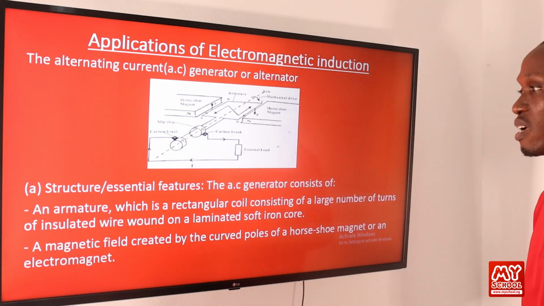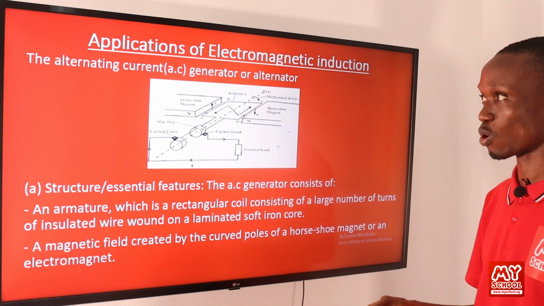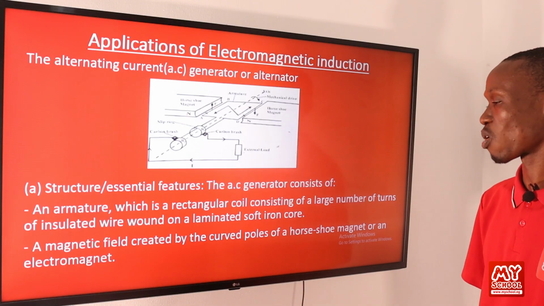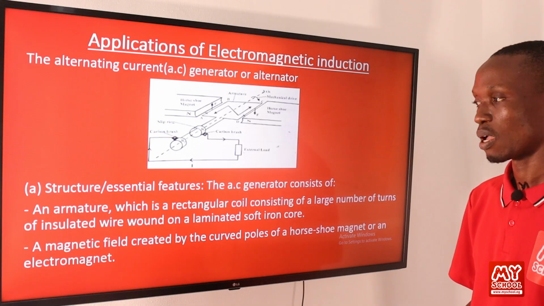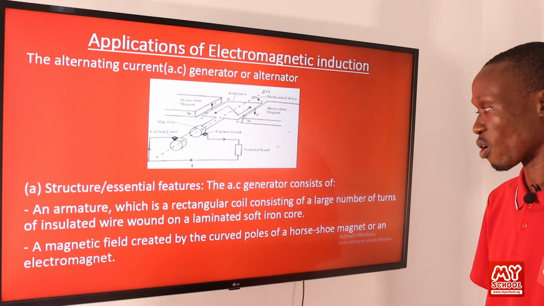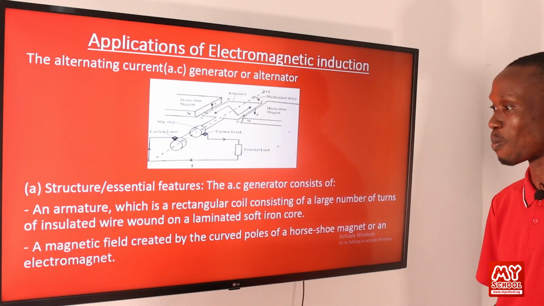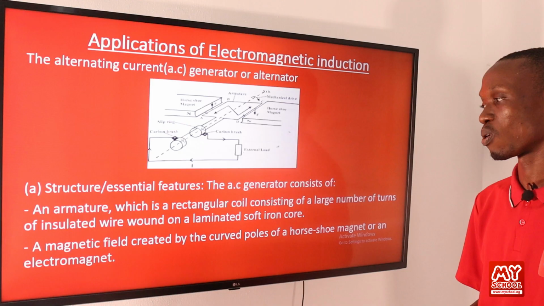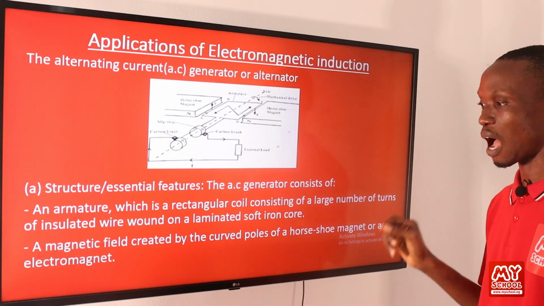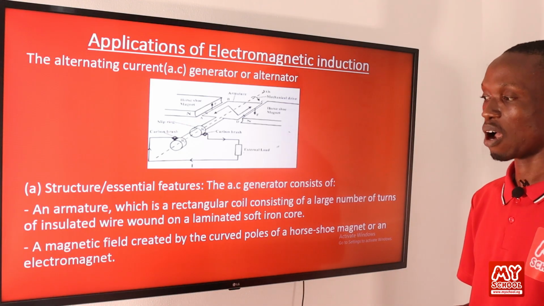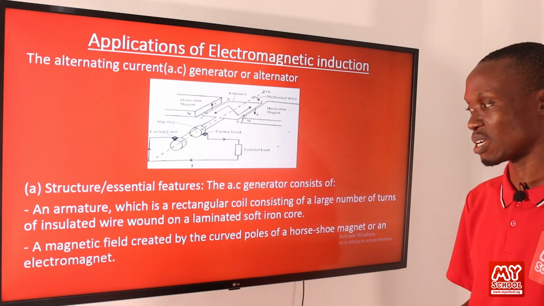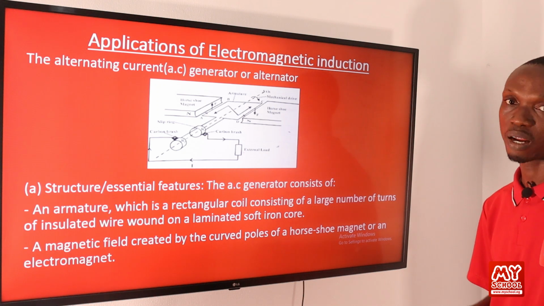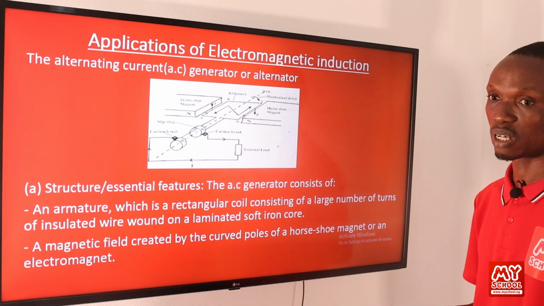So let's talk about the essential features or the structure of the AC generator. The AC generator consists of an armature, and the armature is a rectangular coil consisting of a large number of turns of insulated wire wound on a laminated soft iron core. Then we have a magnetic field created by the curved poles of a horseshoe magnet or an electromagnet. Let's move to the next slide, please.